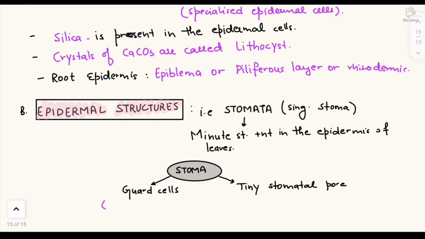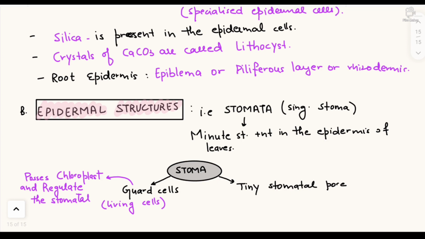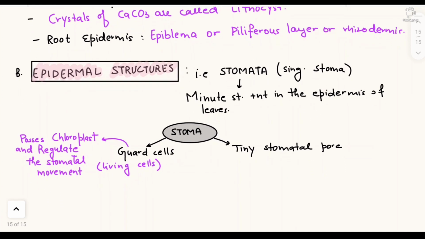Here, the guard cells have certain characteristics in the epidermal structure: the guard cells are living cells. They have chloroplast, which means the guard cells can perform photosynthesis, and they also regulate the opening and closing of stomata. So, guard cells maintain the opening and closing of stomata, and they are living cells having chloroplast.